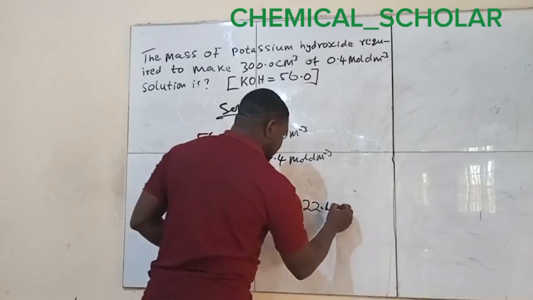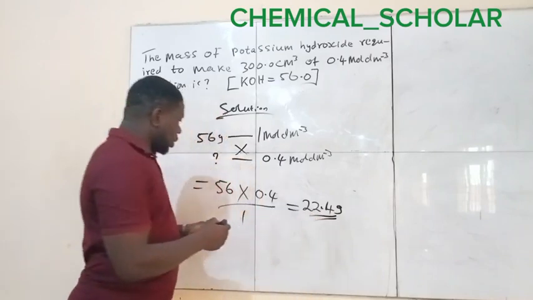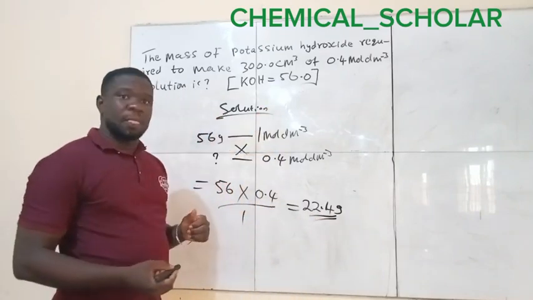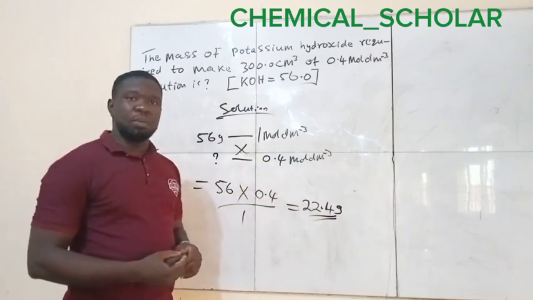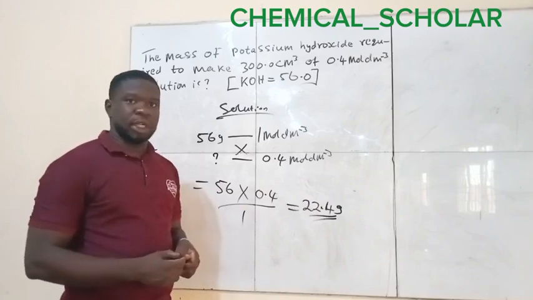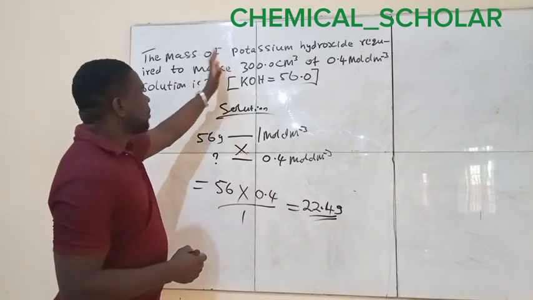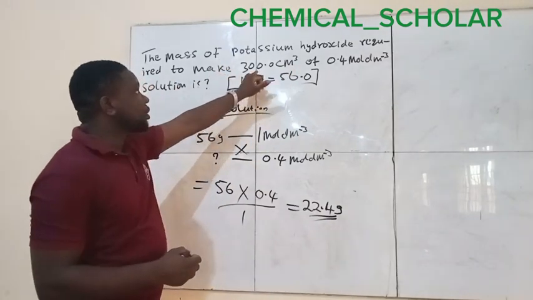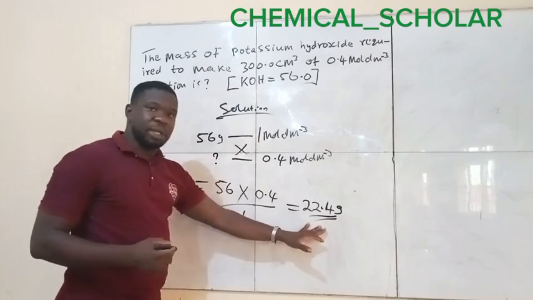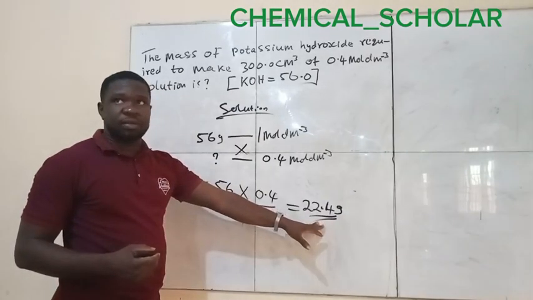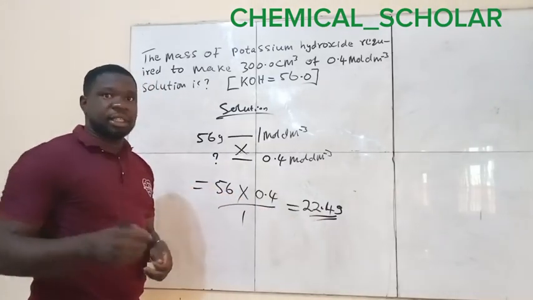So if you evaluate this, it will give us 22.4 grams. So it means that 22.4 grams of potassium hydroxide, when dissolved in 1 dm³ of solvent, will give us 0.4 mole per dm³ of potassium hydroxide. But then we have not arrived at our question. Remember, our question says the mass of potassium hydroxide that will be required to make 300 cm³ of 0.4 mole per dm³. So since we now have the mass for 1 dm³ of 0.4 mole per dm³, let's now find that for 300.